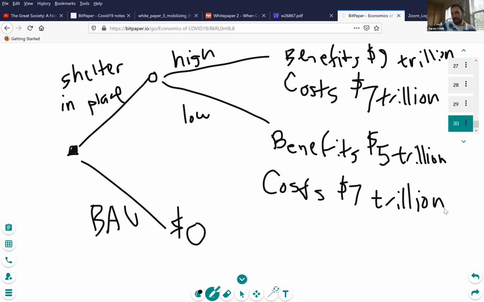This isn't a recommendation of any of these policies. This is just a hypothetical framework for thinking about what goes on in a scenario like this.